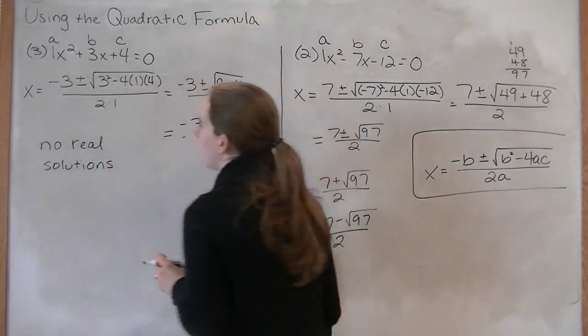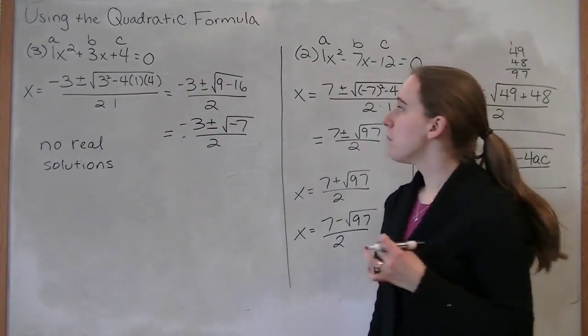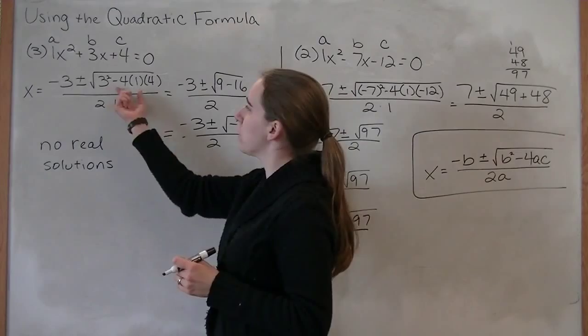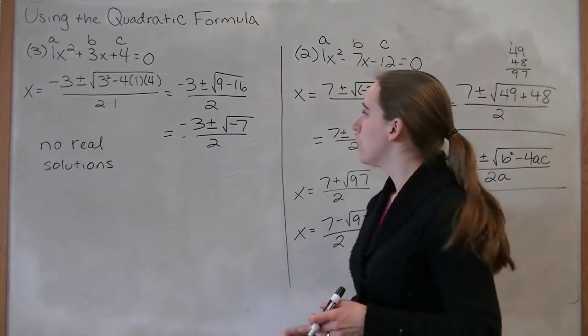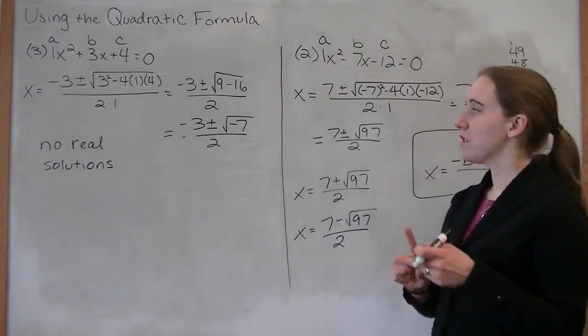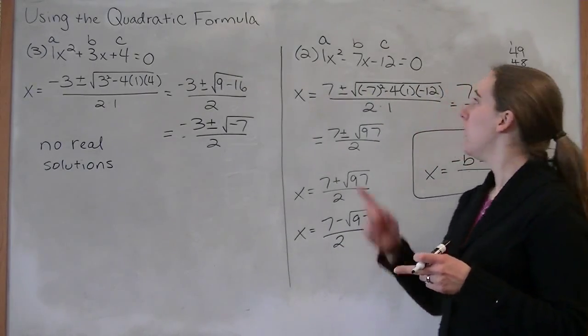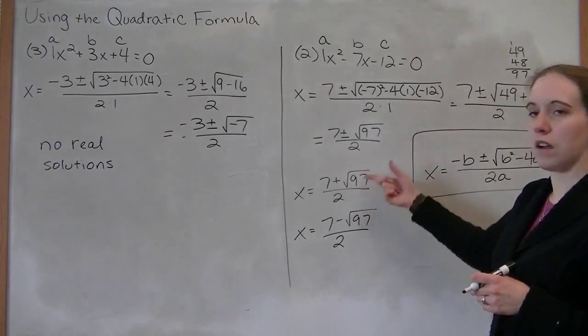And again, we could have known this ahead of time by using the discriminant, the b squared minus 4ac, and noticing that it was a negative number. So if that's negative, there are no real solutions. If it's 0, there's only 1. And if it's positive, like it was here, we get 2.